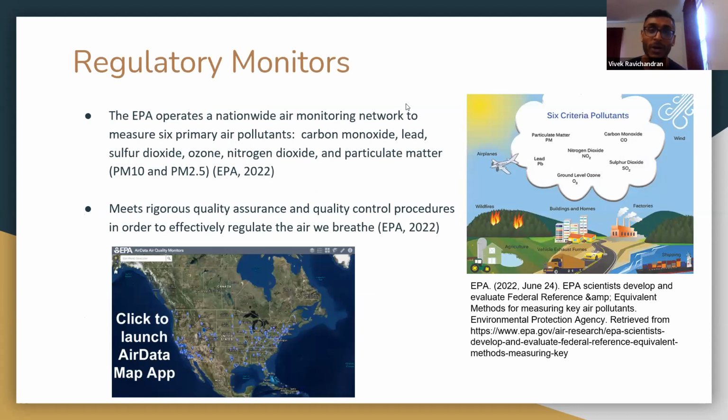So regulatory monitoring. The EPA currently operates a nationwide network. As you can see right here on the bottom left, it's relatively sporadic, but these monitors meet rigorous quality control and quality assurance purposes. So this is how the EPA is able to regulate air pollution. On the right, you can see how air pollution is contributed, and you have these 6 criteria air pollutants. You have particulate matter, you have lead, which has been linked to lots of poisoning, and it's also present in homes, a lot of older homes. You have NOx, nitrogen dioxide, ground level ozone, carbon monoxide, etc.